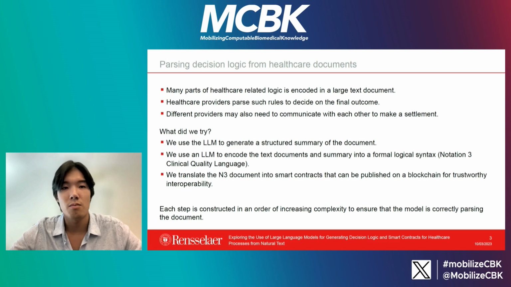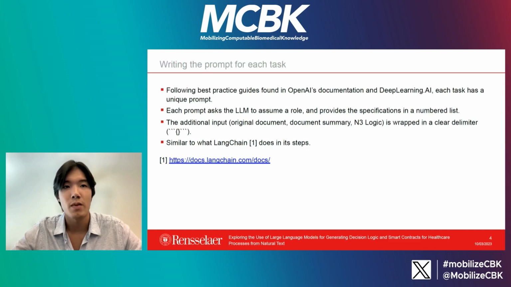First, we used the LLM to generate a structured summary of the document. Then we used the LLM to encode the text documents and the summary into a formal logical syntax. We tried notation 3 and clinical quality language. And then we translate the logical syntax into smart contracts, which are programs that can be published on a blockchain for interoperability. And each step you'll notice here is constructed with increasing order of complexity to ensure the model is correctly working.